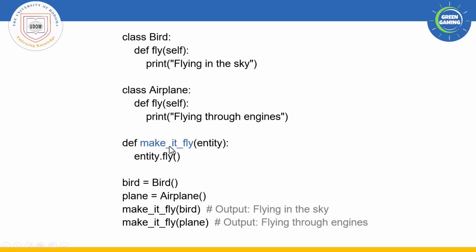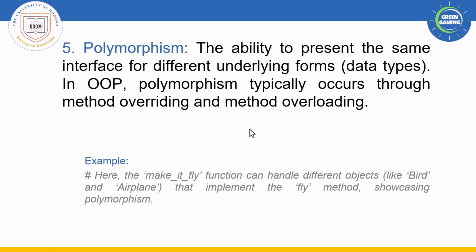As you see, we have a def make_it_fly, which takes an entity to fly. Then we have a bird object and a plane object. If I pass the entity as a bird, it outputs flying in the sky. Why? Because a bird flies in the sky. If I pass a plane, which is an airplane, it says flying through engine. So that's what we call polymorphism.